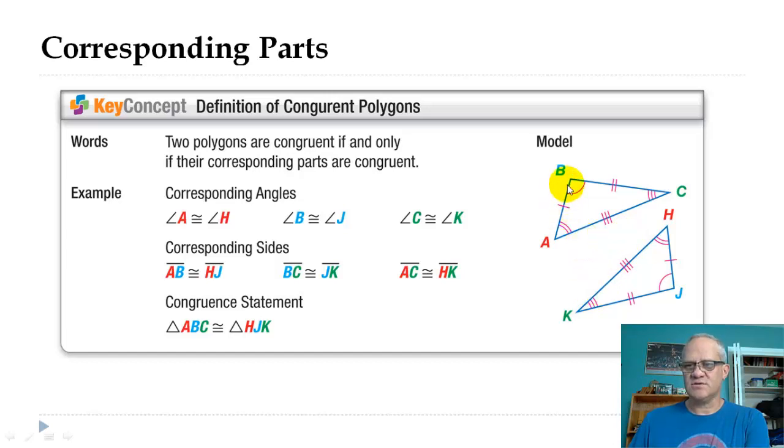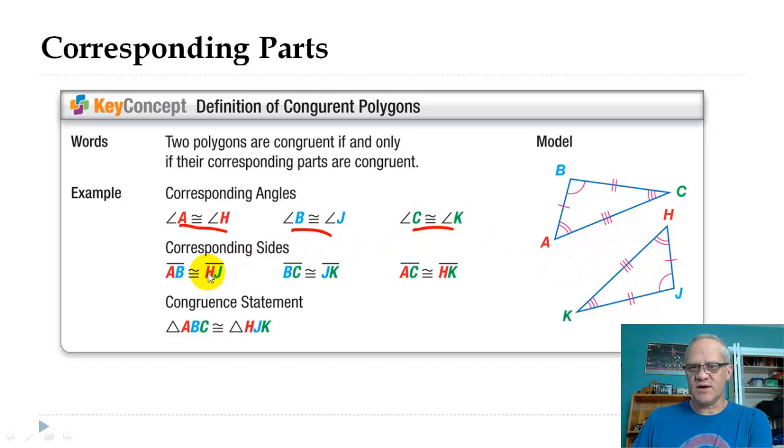Also, you notice the sides. Side AB is 1, HJ is 1, so that means those sides are the same. And so forth with the 2 marks and the 3 marks. This is just showing you the angles that are congruent to each other. A has 2 marks and H has 2 marks, so angle A is congruent to angle H. B and J both have 1 mark, so those are congruent to each other. And lastly, C and K.